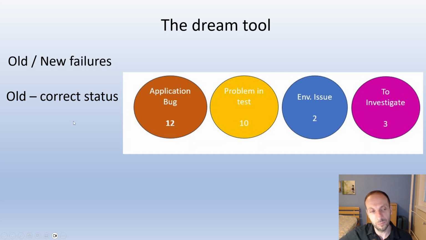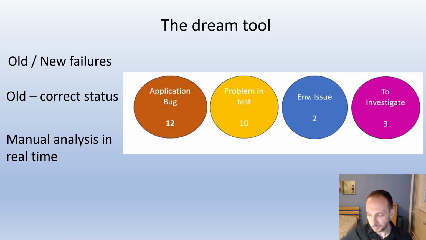Okay, and to summarize, this tool could answer my question, which failure is old, which is new. If it is an old failure, what's the correct status of the failure? And it would be good also to have some real-time visibility of analysis of all team members. If for example, somebody already investigated something, I can see, okay, he decided it's a product bug, so I don't need to do the same if I have a very similar or the same failure.